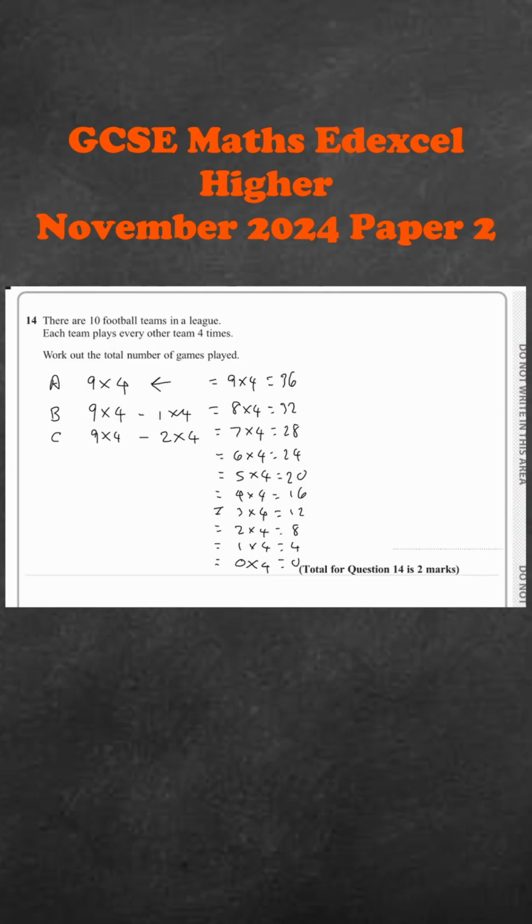Add all these up, and you get 36 plus 32 plus 28. I'm just going to put this in my calculator. Plus 16 plus 12 plus 8 plus 4. And I get a total of 180 games.